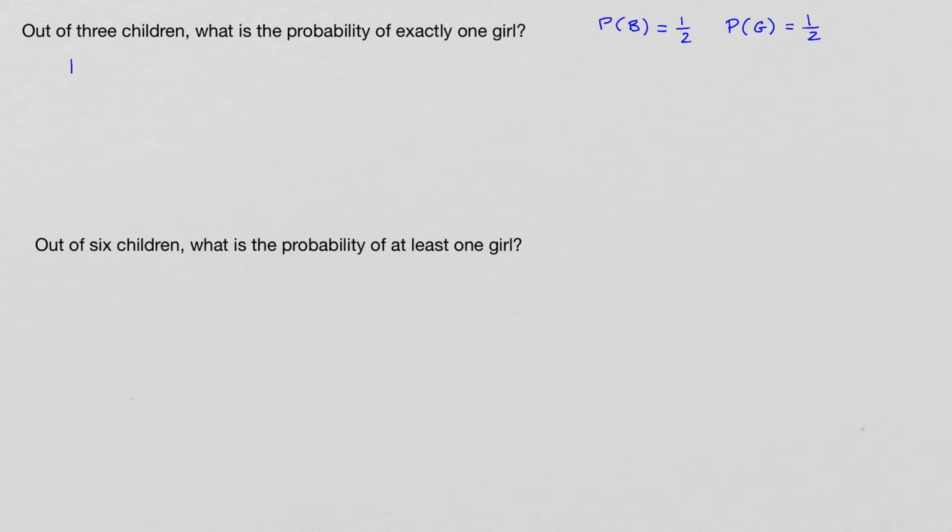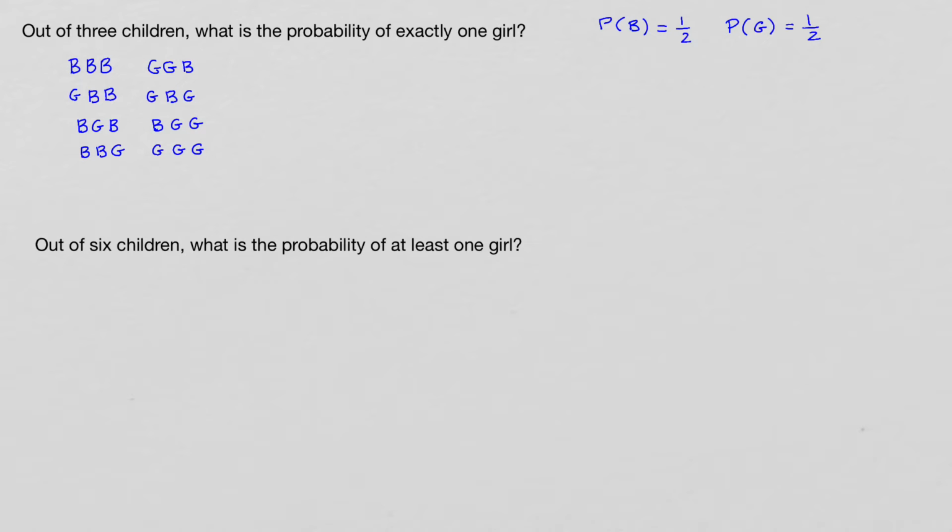And so it's possible they could have all boys. There could be a girl first and then 2 boys, or boy, girl, boy, or boy, boy, girl. And then there could be 2 girls and then a boy, and then girl, boy, girl, boy, girl, girl, or you could have all 3 girls.